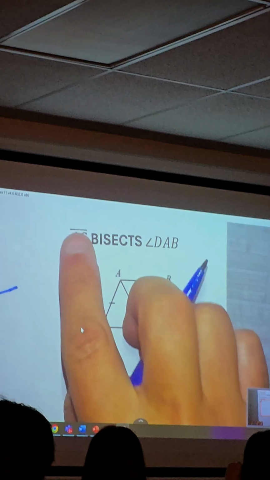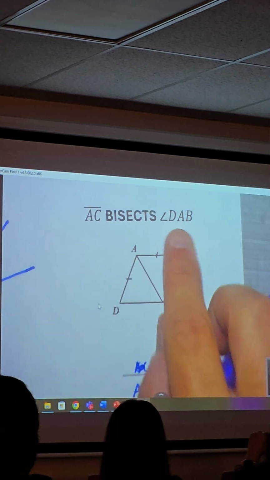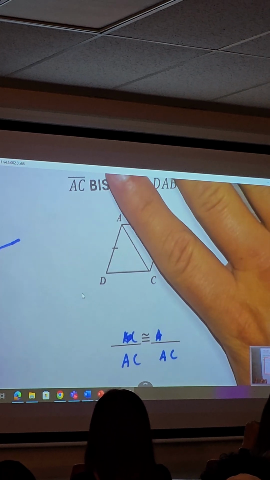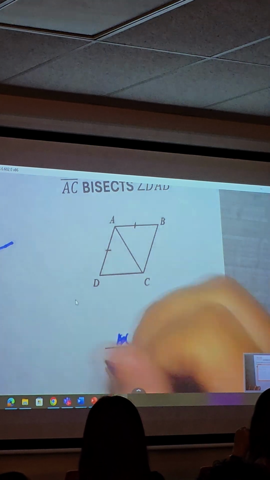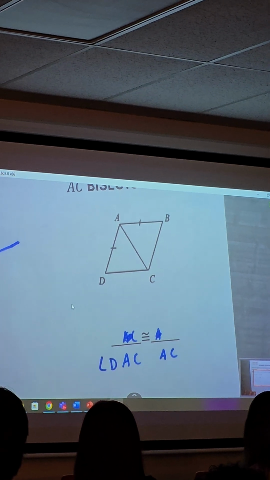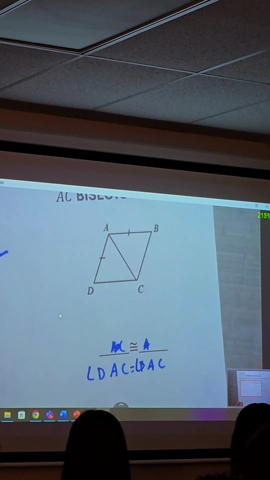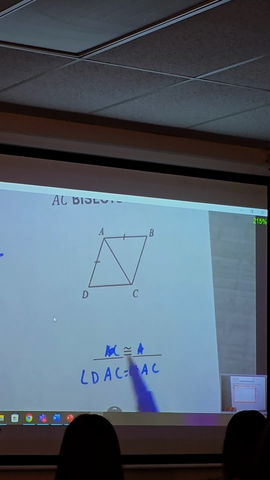Okay, so AC is bisecting, right? So let's do the left triangle. What letter is missing from A and C? So yeah, DAC. Okay, great. What about over here? I got it. I put like messed up here.